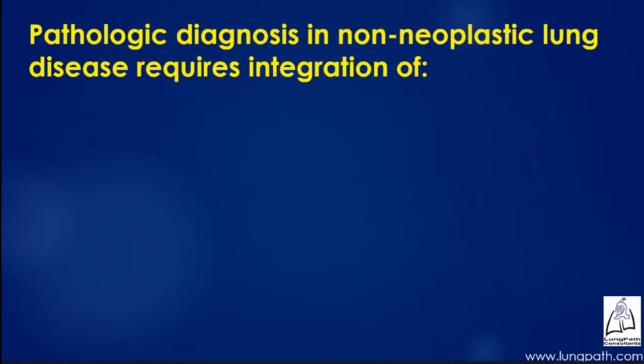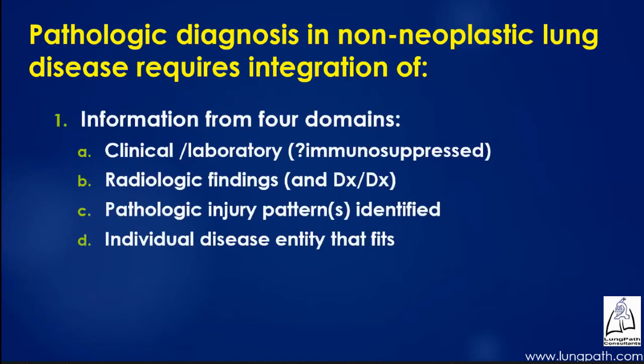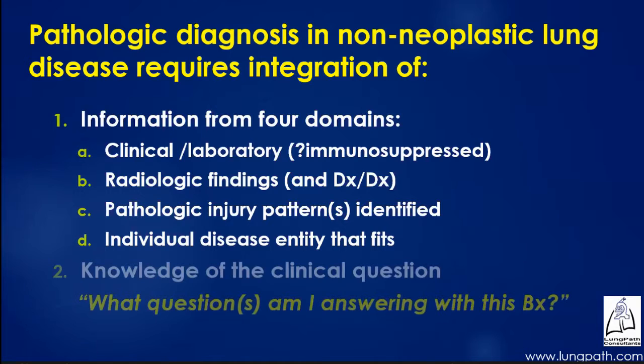So let's talk about, again, pathologic diagnosis of non-neoplastic lung disease, and that requires an integration of information from what we have called these 4 domains: the clinical history, the laboratory history, the radiologic findings, the pathologic injury pattern, and then the individual disease entity that appears to fit best with those 3 things, A, B, and C. And then, of course, you have to know what the clinical question is.